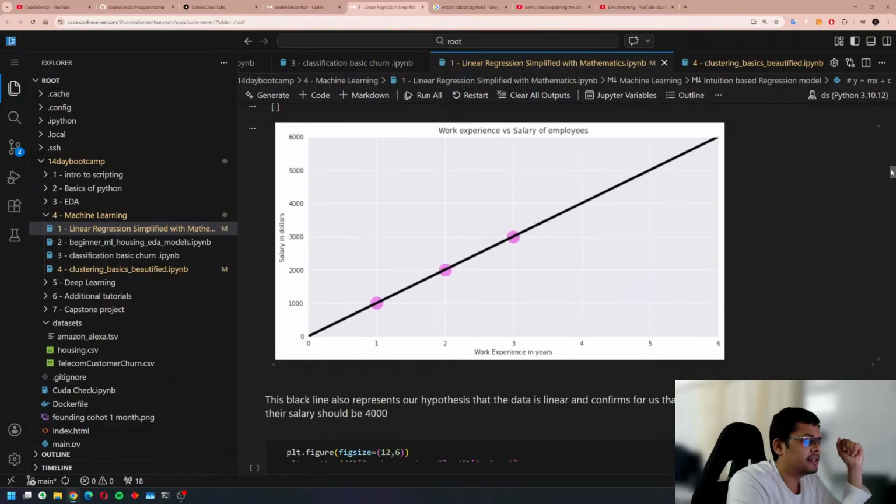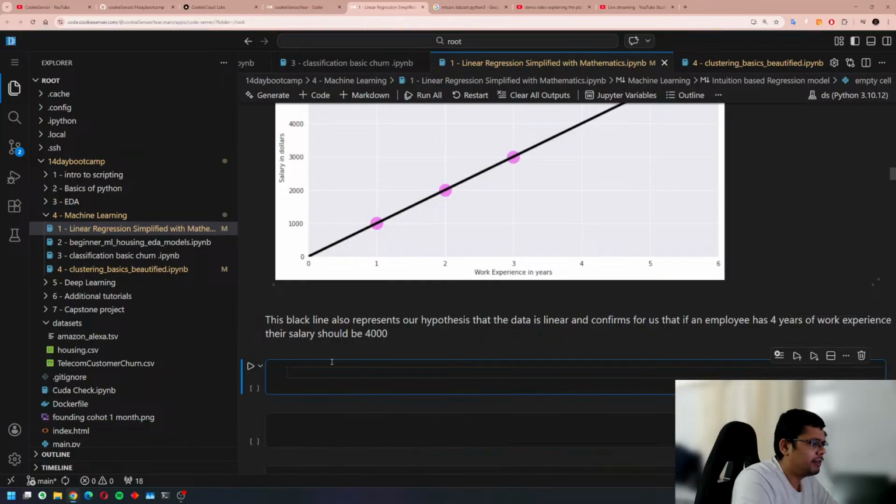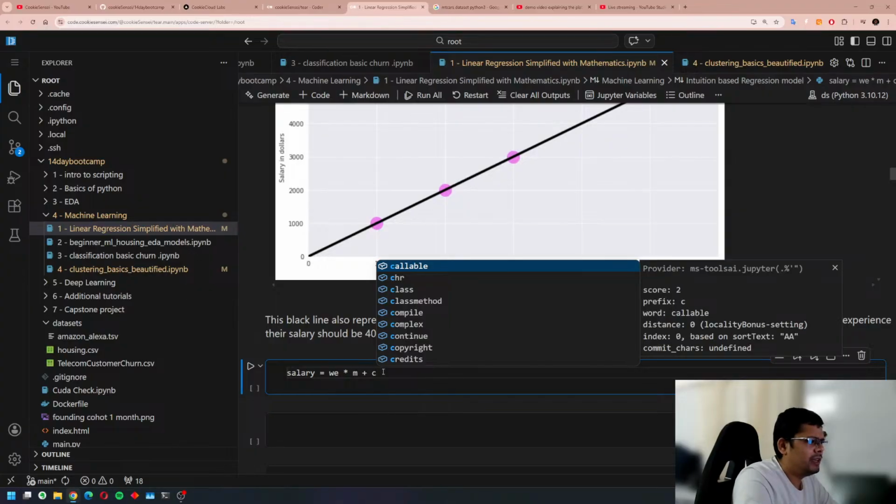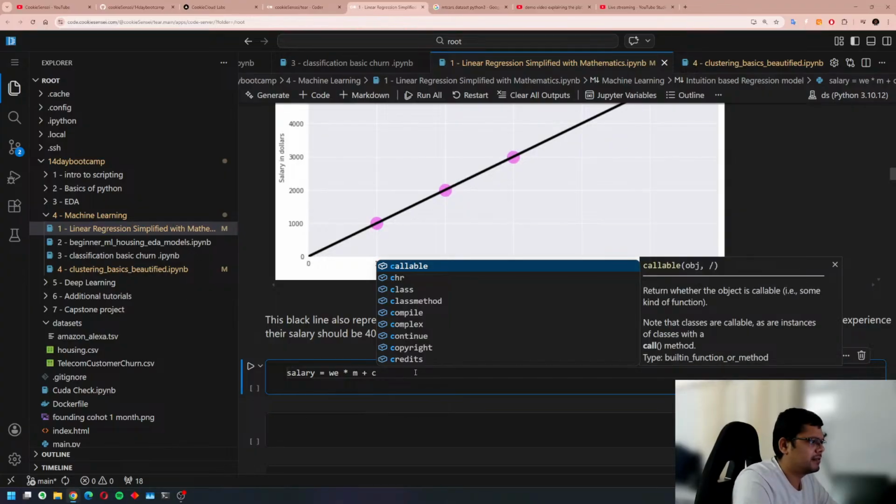What machines would be doing is, first of all, writing this entire equation in something like this form: salary equals work experience times some number m plus some number c, where m and c could be anything. M and c are just some values, could be anything at all really.